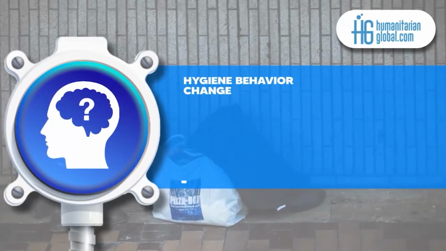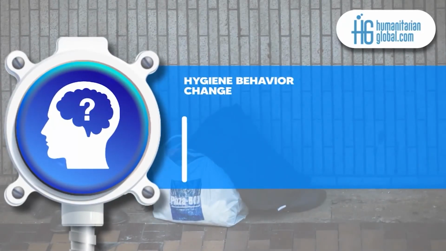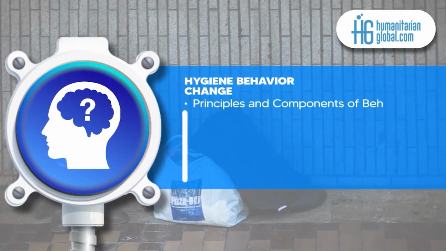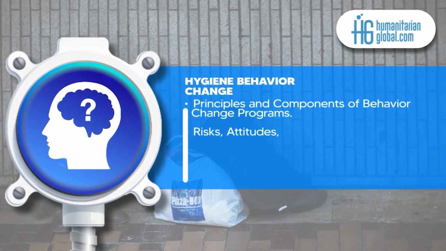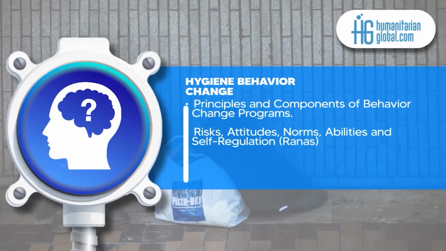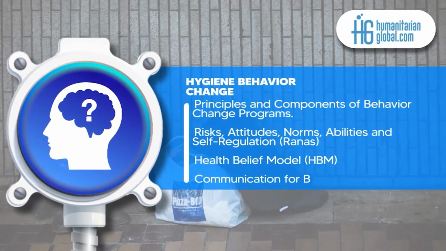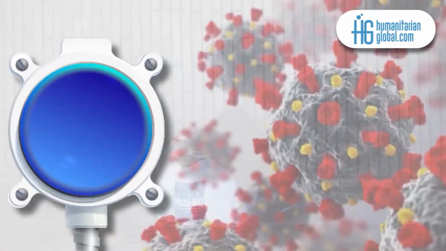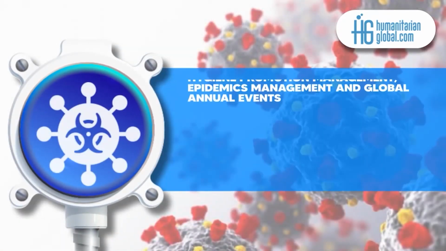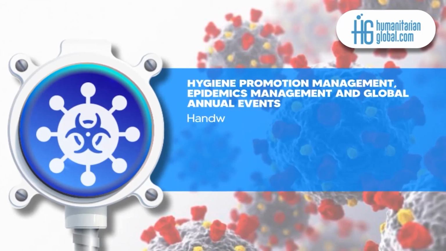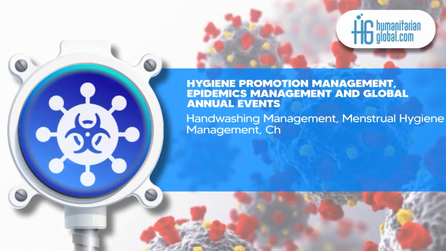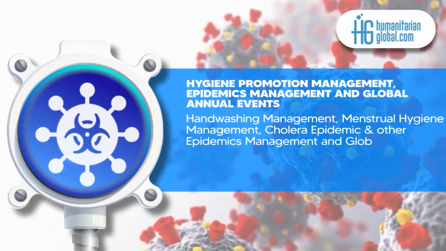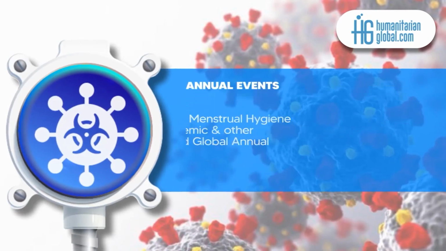Under this module, some of the topics covered include principles and components of behavior change programs, risks, attitudes, norms, abilities and self-regulation, health belief model, communication for behavioral impact. And lastly, hygiene promotion management, epidemics management and global annual events. In the last module, the learner will get to develop more understanding about hand washing management, menstrual hygiene management, cholera epidemic and other epidemics management and global annual events.